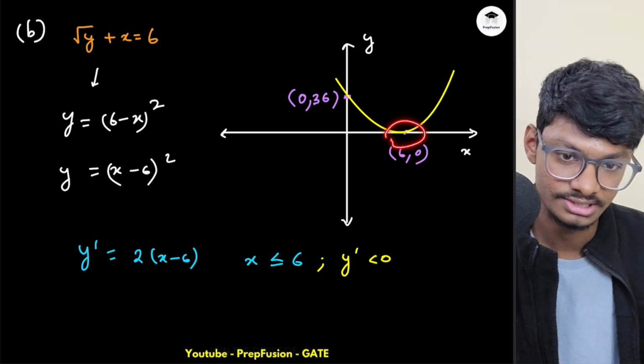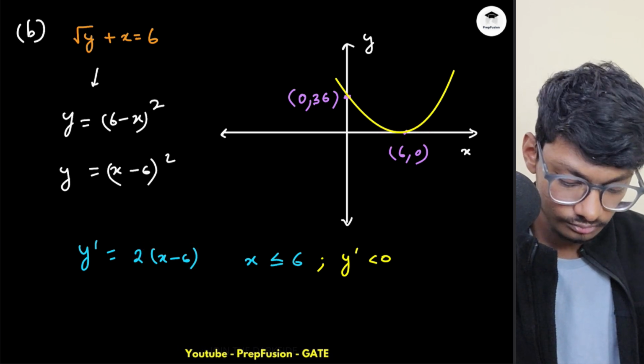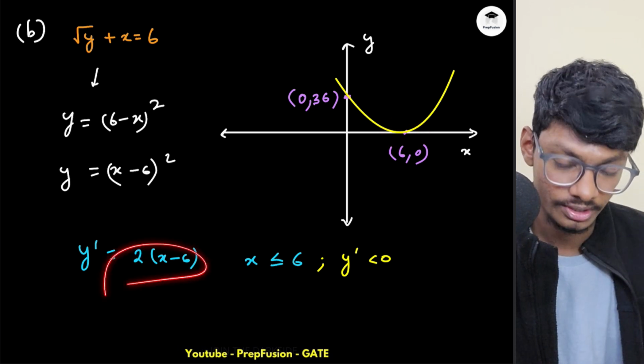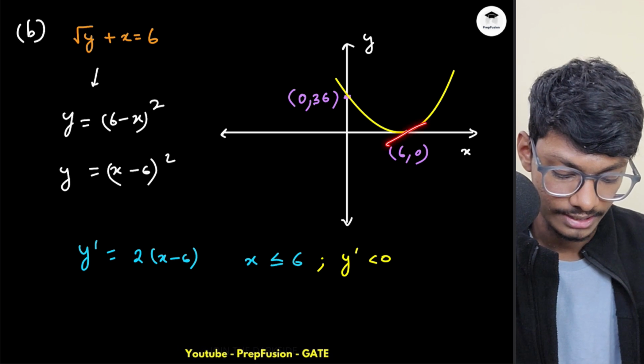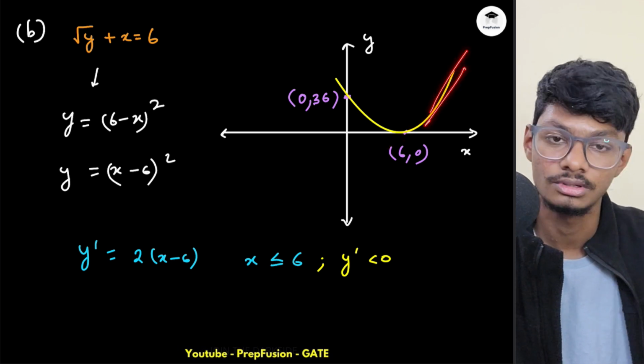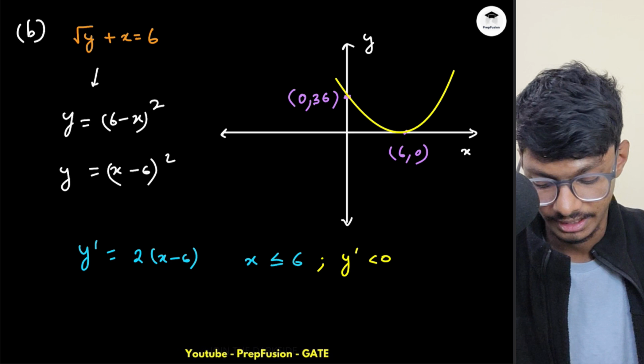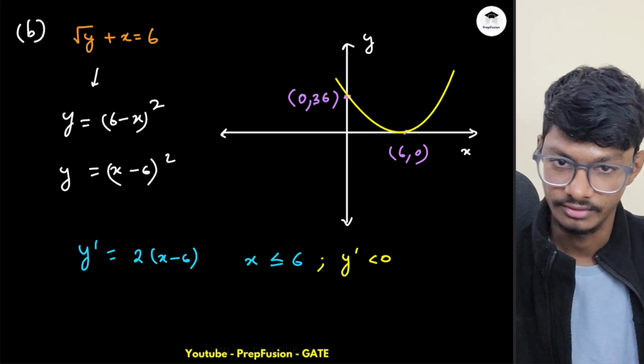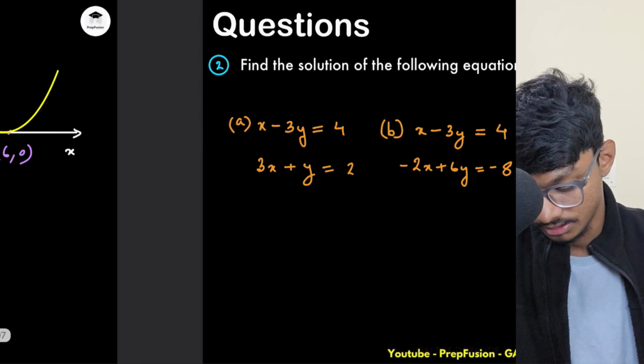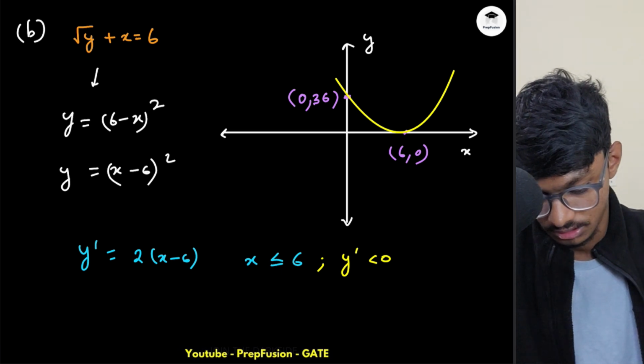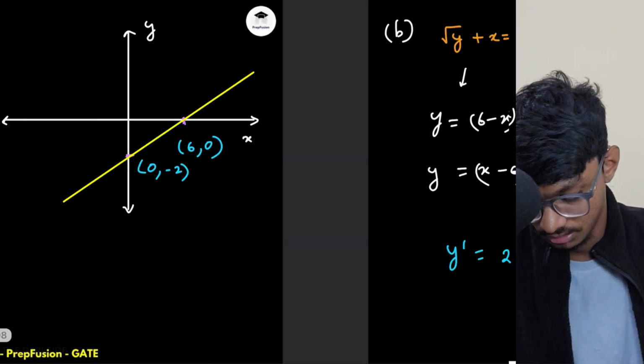So x has reached here. After this, what happens? If I increase my x, my slope becomes positive. As we can observe, yes, it has become positive. So this graph is correct. That is how you can cross verify whatever you have drawn. Okay, so now let's move on to the third part.